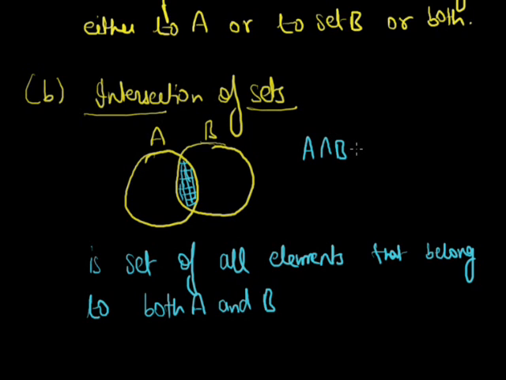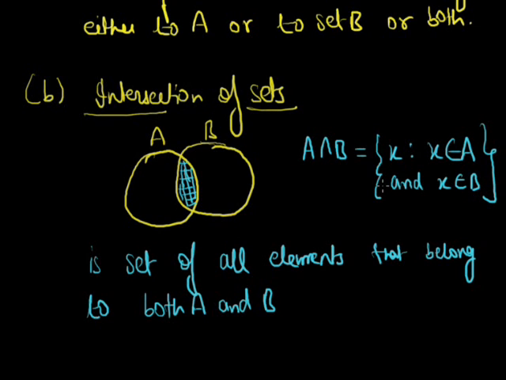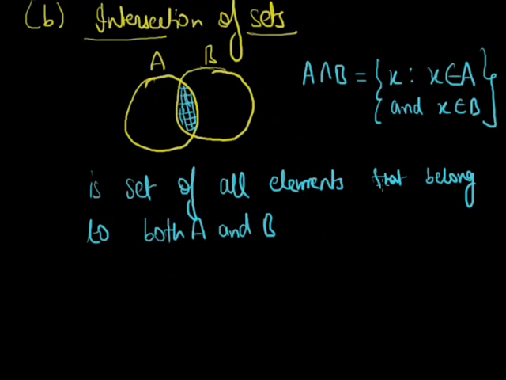So the intersection of A and B is represented like this. It contains the elements x such that x belongs to A and x belongs to B, which means the elements which are present in both A and B. Those common elements are considered to be the intersection of two sets. This is what you mean by the intersection of sets.